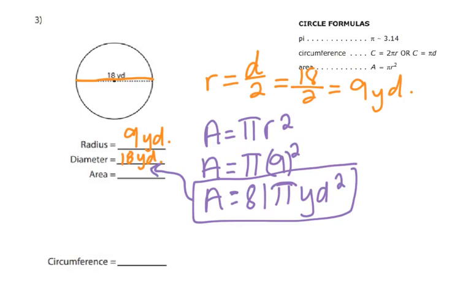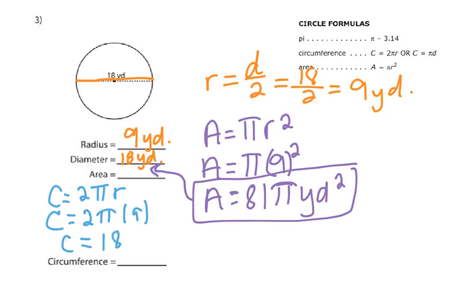Now our circumference is 2 pi r. So our circumference is 2 pi times 9. So it's 2 times 9 is 18, 18 pi, and then our units is yards. So that's how you find the area and circumference of a circle using the circle formulas.